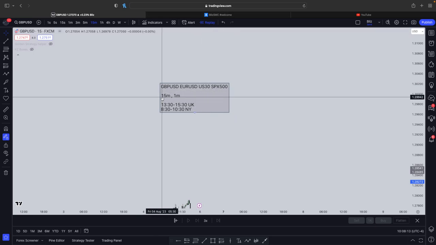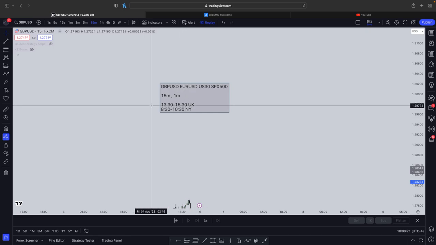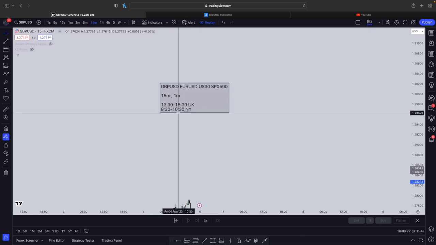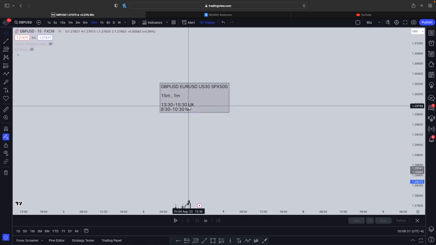The next thing you have to do is know the time frames you're going to trade the strategy on. You're going to trade it on the 15-minute time frame and the 1-minute time frame only. You're not going to trade it on any other time frame. The times that you're going to trade the strategy are 1:30 to 3:30 UK time, and 8:30 a.m. all the way till 10:30 a.m. New York time. This is New York time right over here, and this is UK time right over there. And then we have to have an exact plan when trading the strategy right here.